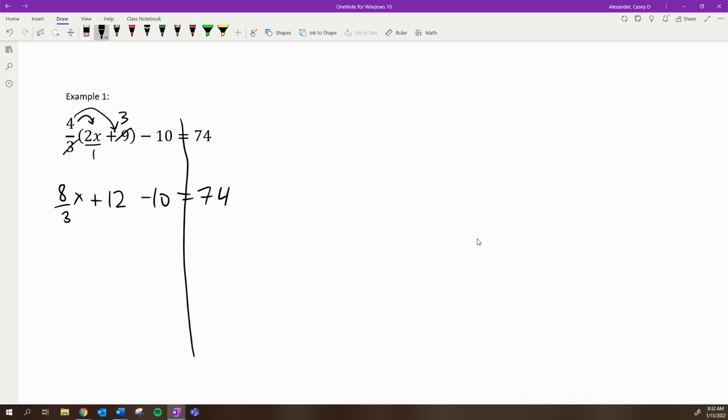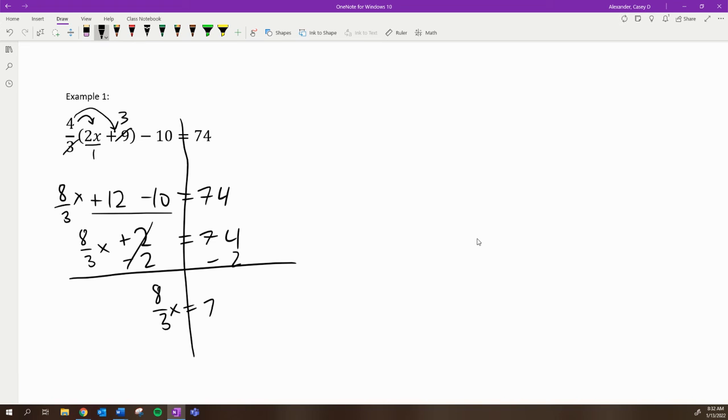And then I guess I should combine these like terms. 12 minus 10 is positive 2. And then finally, we'll just solve it, and I'll subtract 2 from each side. And so I have 8/3 x equals 72.